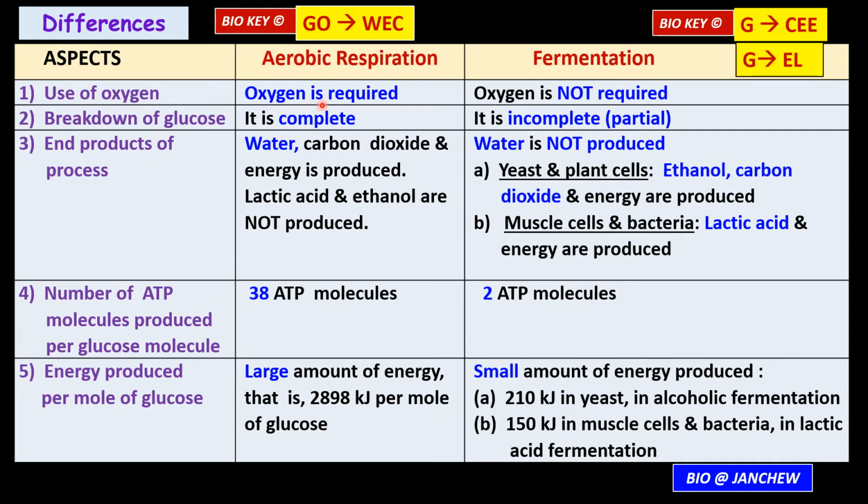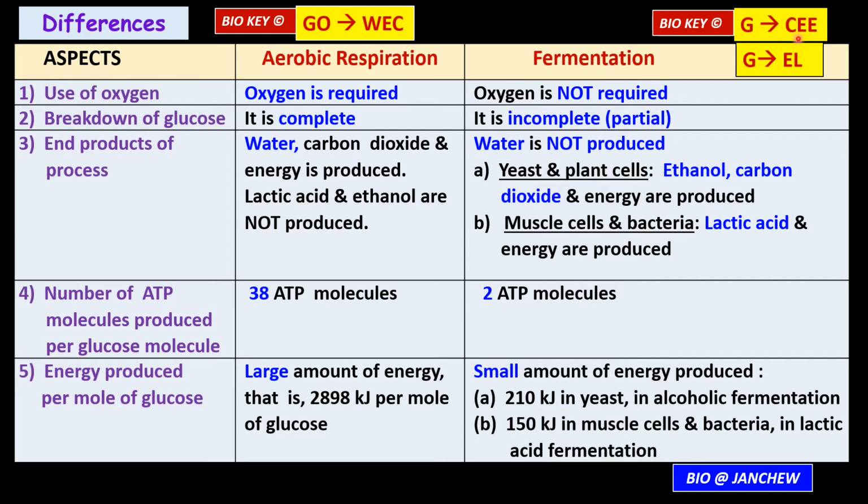Now, use of oxygen. For aerobic respiration, as you can see from the equation here, oxygen is required. The O stands for oxygen. Now for fermentation, from the equation we can see that oxygen is not required at all, right? Then breakdown of glucose, it is complete for aerobic respiration. The glucose is broken down into W, water, C, carbon dioxide. Whereas for fermentation, it is incomplete or partial because the glucose is broken down into substances like E for ethanol here, L for lactic acid.